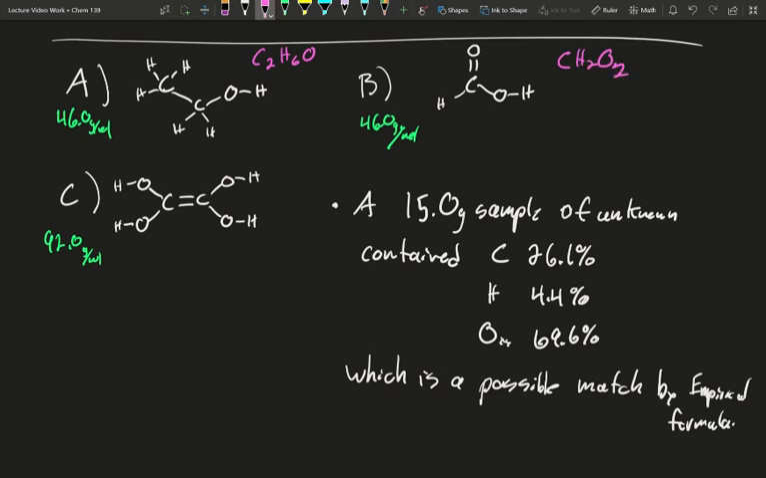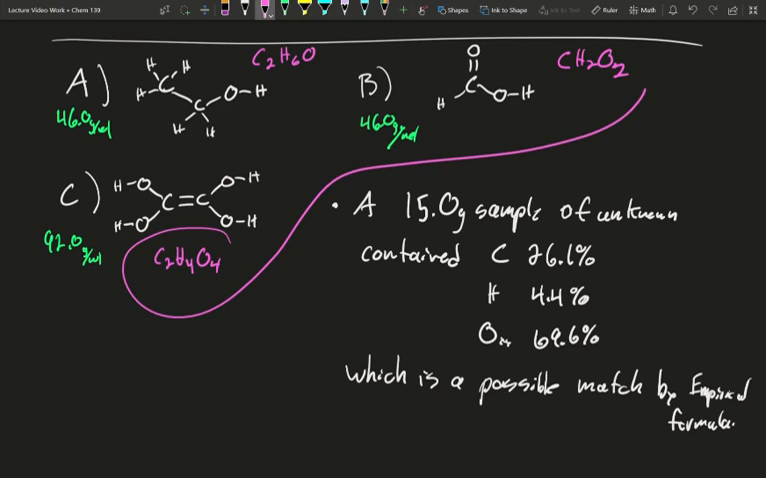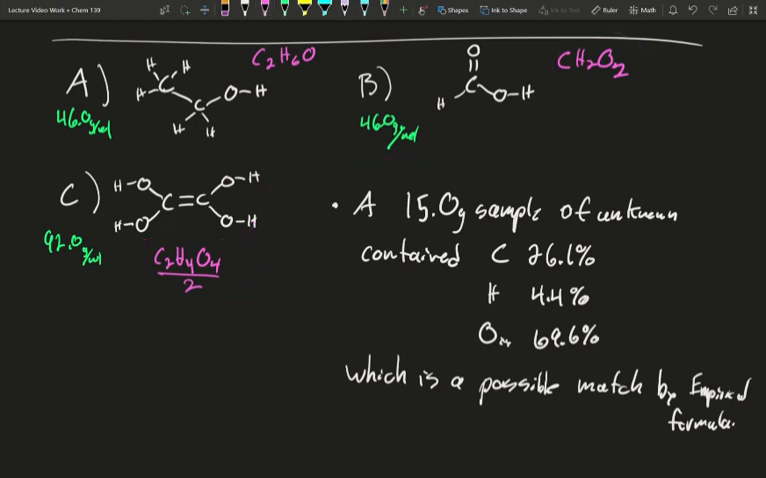CH2O2, and C2H4O4. These are reasonably different, though 2 of them do actually share a lowest whole number ratio. I could divide this one by 2, I'd get 1 carbon, 2 hydrogens, 2 oxygens. So A is a very different empirical formula from B and C. So let's see if we can figure out which of these this might be, or which of these it definitely isn't.